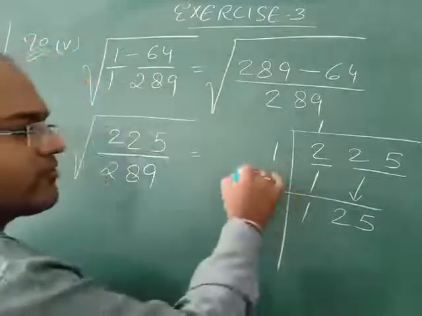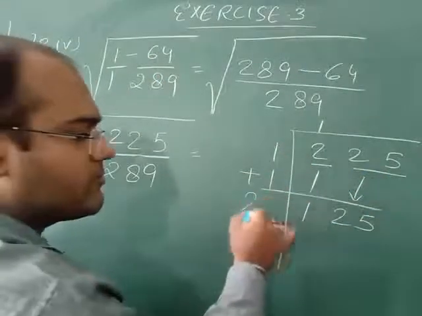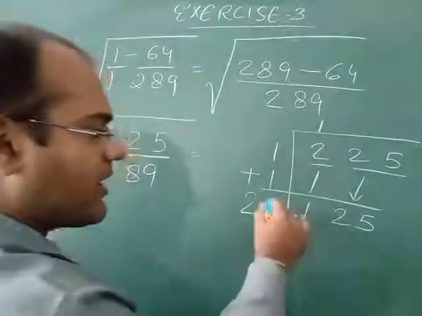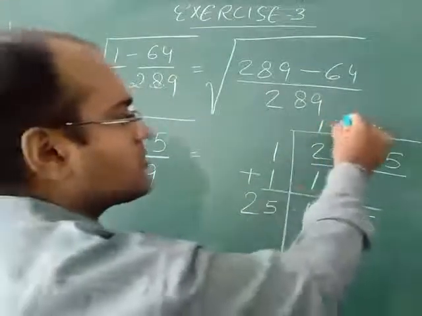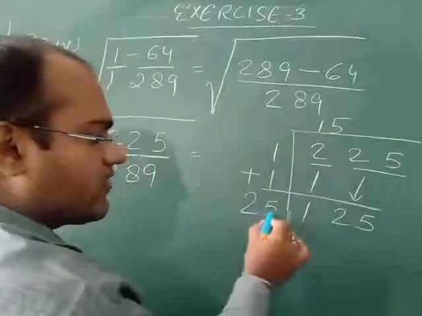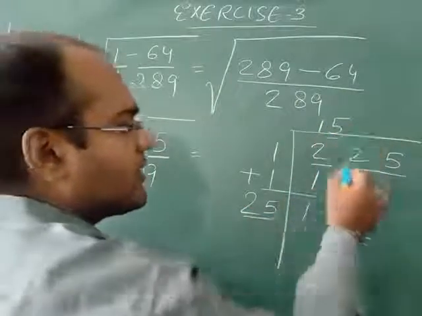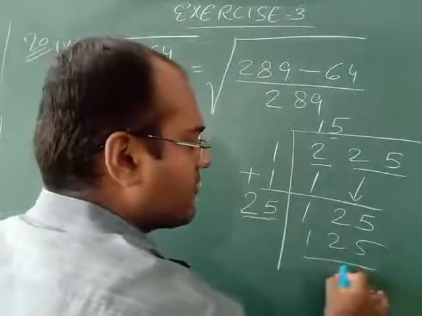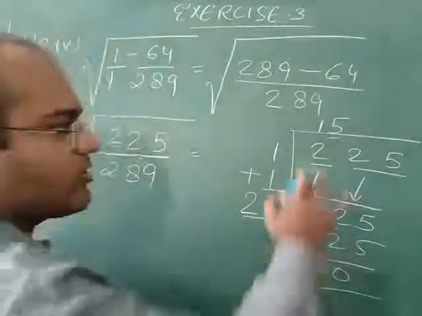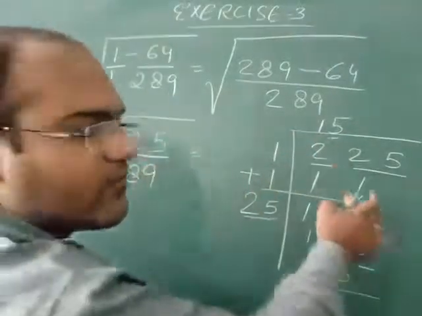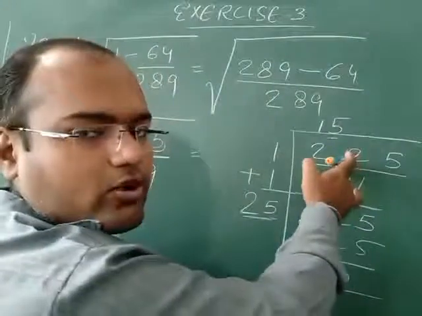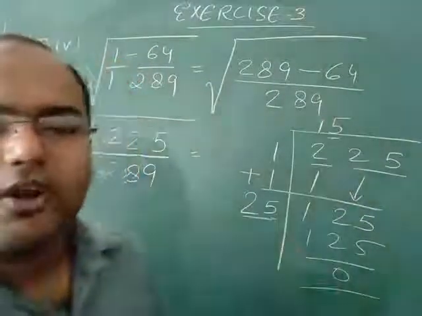Now this 1 we have to add, so this will become 2. If I write 5 here, on the top also I have to write 5. So 25, 5 ja 125. Remainder is 0. Now the square root of 225 we have calculated. What is the answer of the square root of 225? 15.